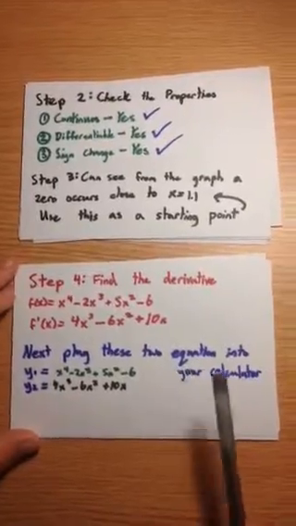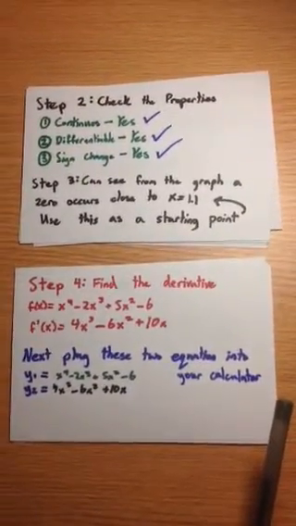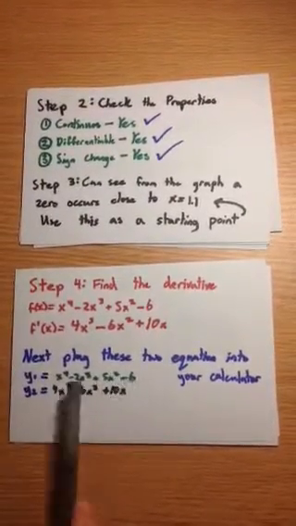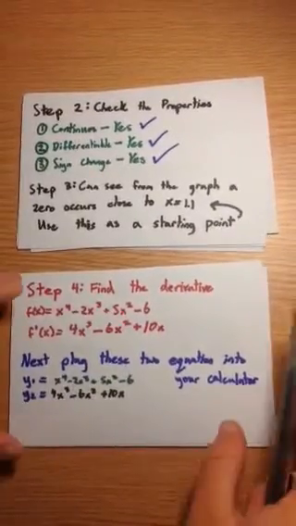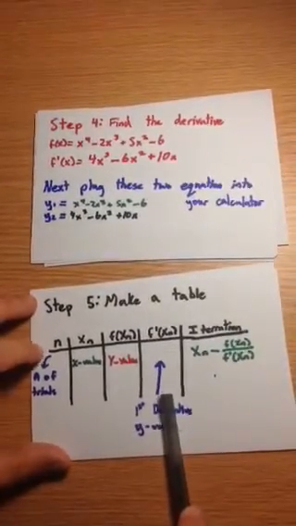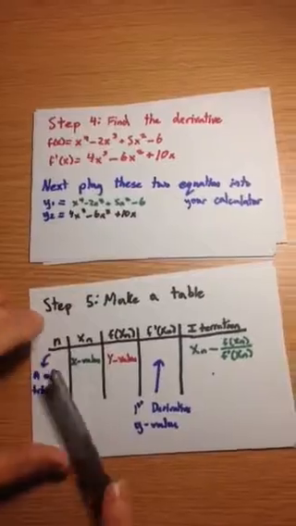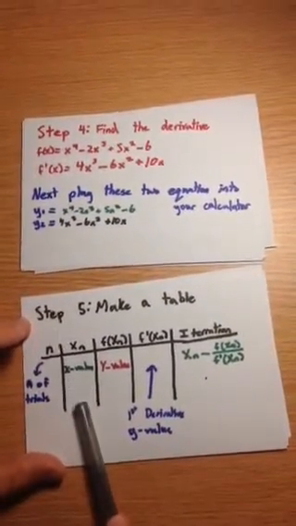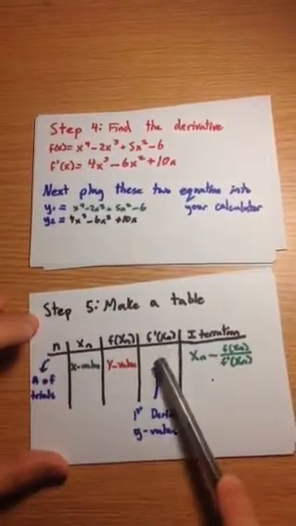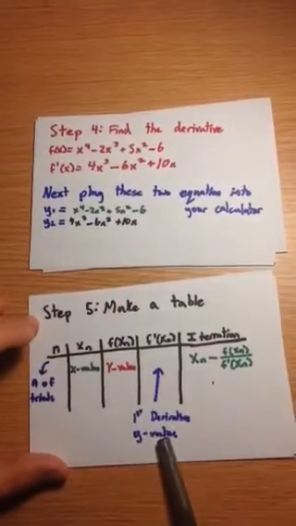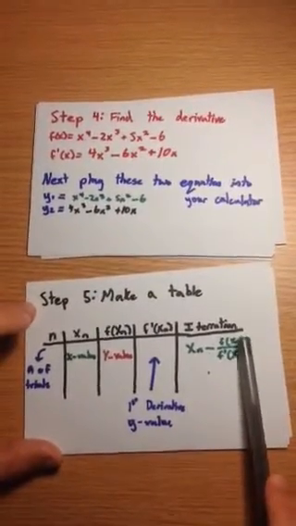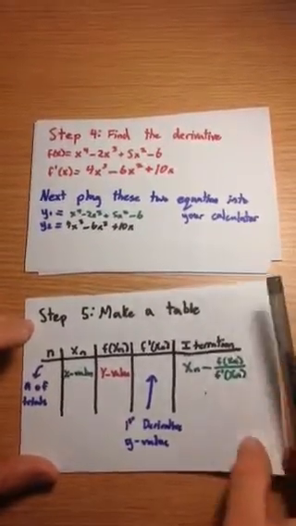Now we're going to need to use our calculator to use iterations to solve this. So you put your y1 as the f of x and y2 as your f prime of x. Now we're going to make a table that looks like this. So n will be the number of trials that you do, x of n will be the x value that you are using, f of x of n is the y value for that x, f prime of x of n is the first derivative y value of that x, and your iteration will look like this: x of n minus f of x of n over f prime of x of n.